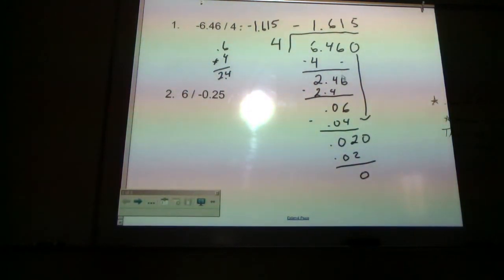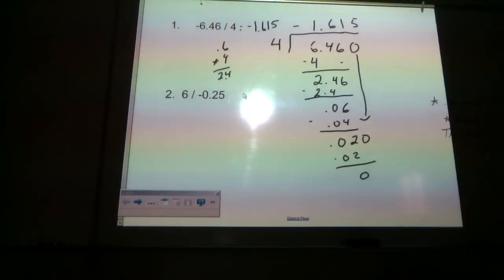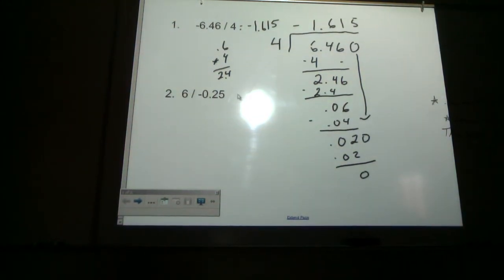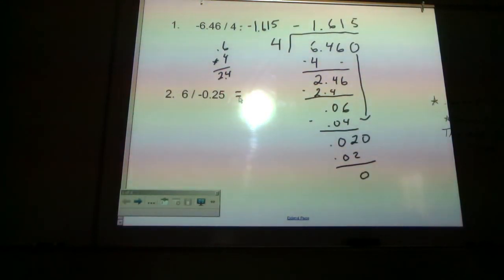Okay? This second problem is one that I have a hard enough time figuring out how many 2's go into 6, let alone how many 0.25's go into 6. So one thing that we can do, and this is what you saw last night, is we can change our division problem by thinking of this as an actual fraction. If I multiply the bottom number by 100, now I'm going to actually be dividing by a negative 25.